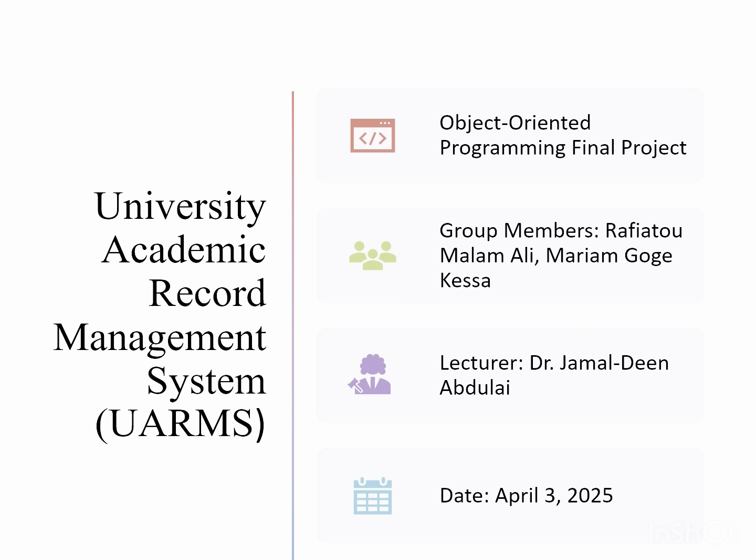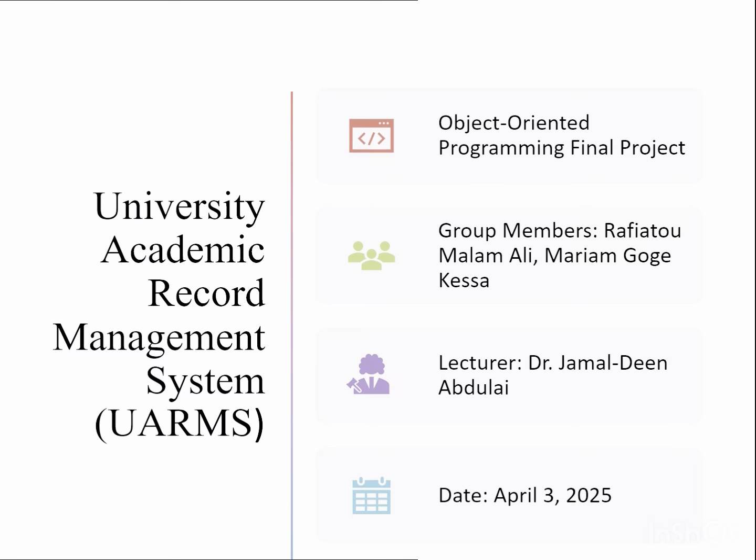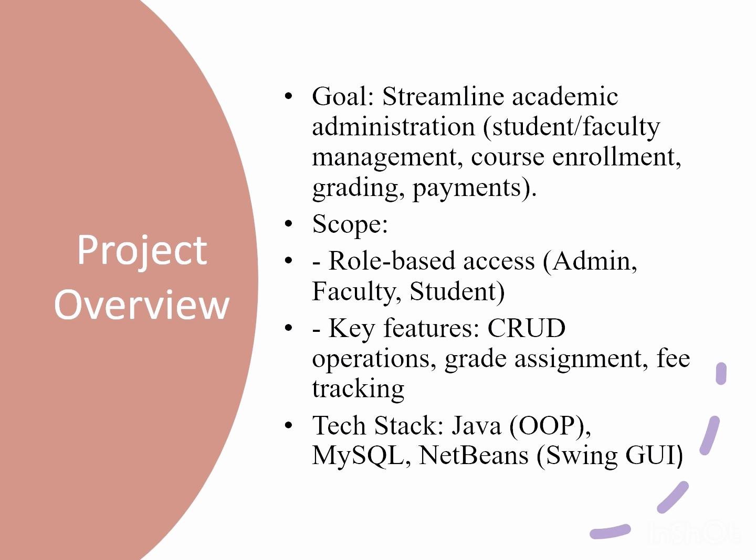We're excited to present our final project for the Object-Oriented Programming course. Our project is about the University Academic Record Management System. The academic management system is built to address the complex needs of academic administration in a university setting. It offers a centralized solution for managing various stakeholders and processes within the academic environment.